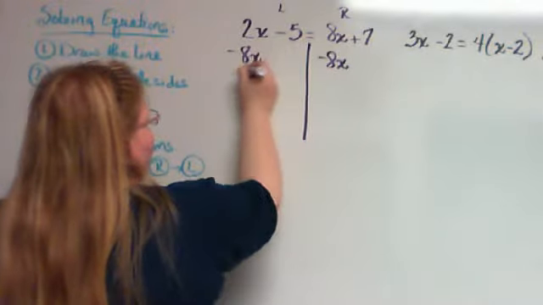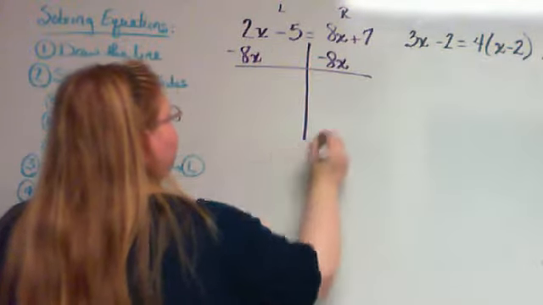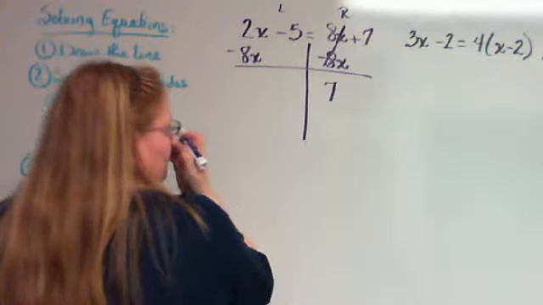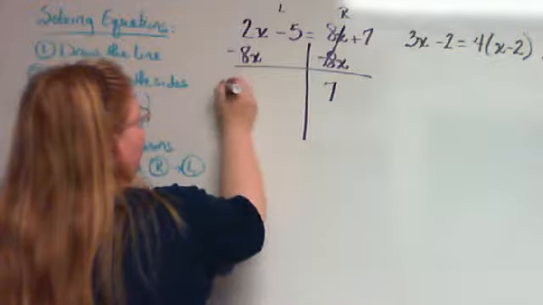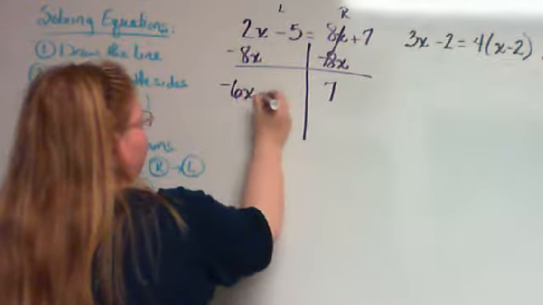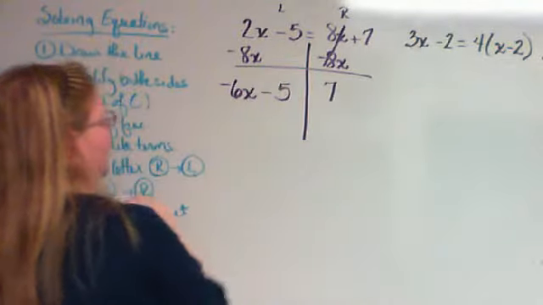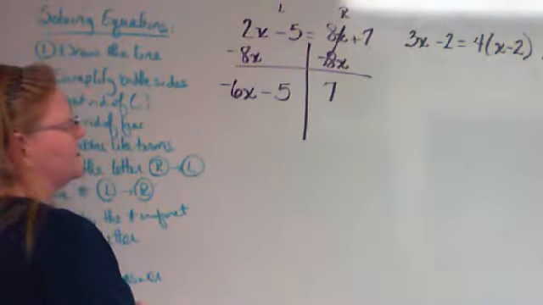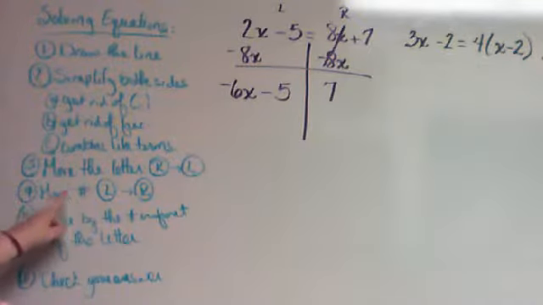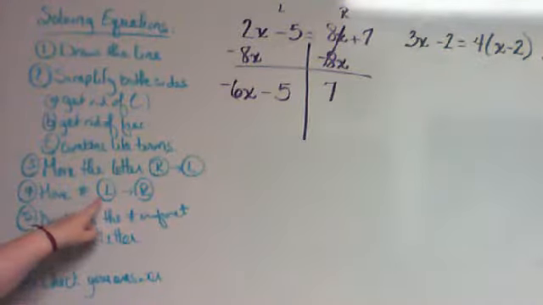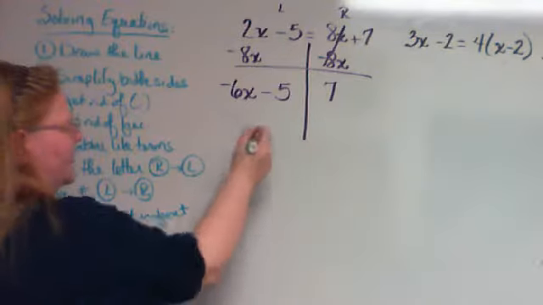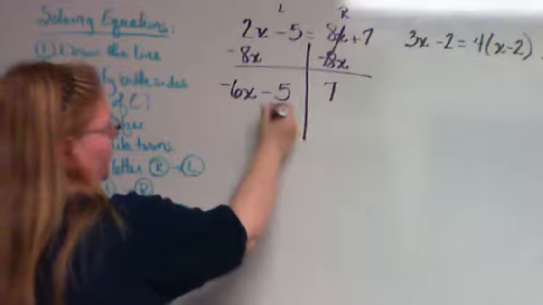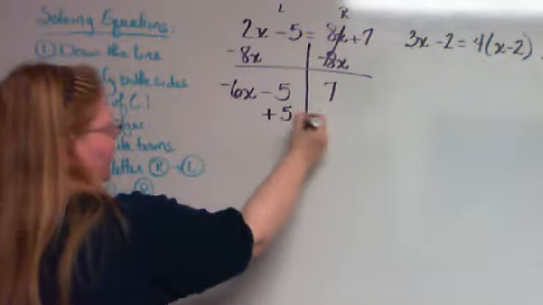So I'm going to subtract 8x from that side. That makes my 8x's go away over there and leaves me with a 7. Over here, I'm left with negative 6x minus 5. Remember, we can't combine these because they're not like terms. Now they want me to move the number from the left-hand side to the right-hand side. So this is my number on the left-hand side. I have to move it over here, so I have to do the opposite. So I'm going to add 5 to both sides.